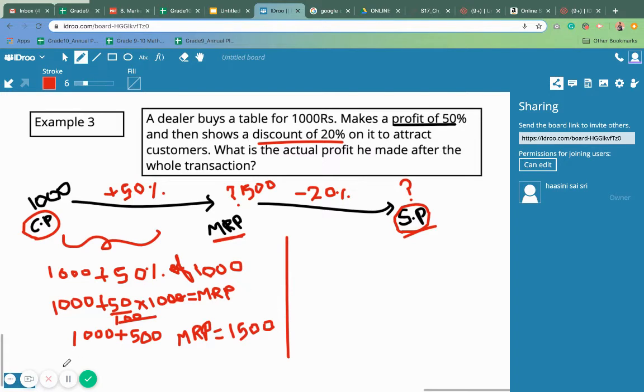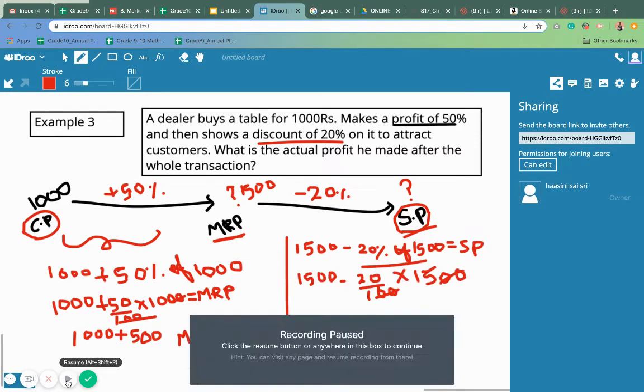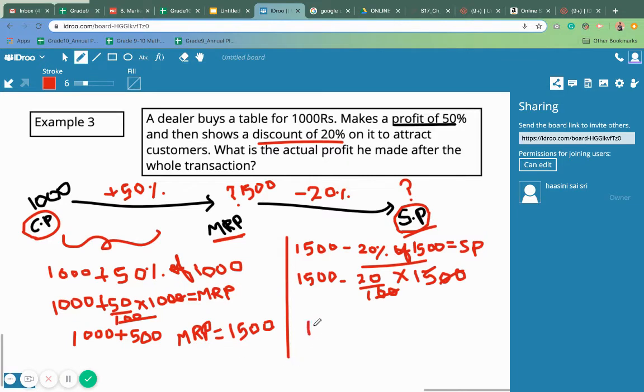So how will the equation look like? The equation looks like this. From 1500, I take 20% of the 1500 as discount. This is my discount. Then I get the SP. If I solve this further, you can see that from 1500, the discount I am removing is basically 300. So that leaves me with an SP of 1200. So the selling price is nothing but 1200.